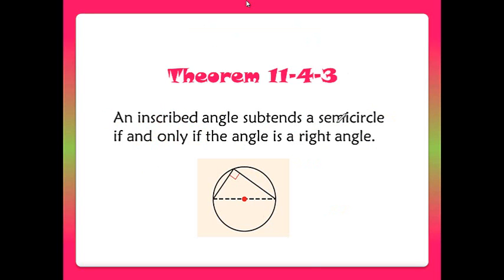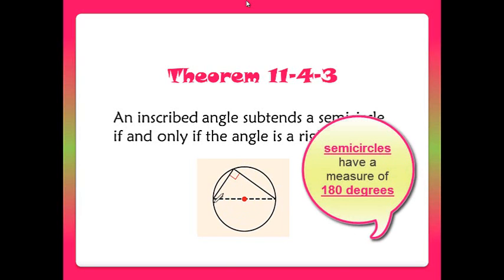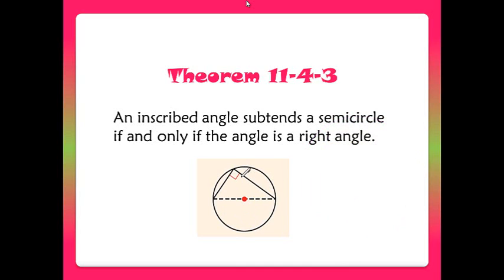Theorem 11.4.3 states that an inscribed angle subtends a semicircle if and only if the angle is a right angle. Remember those if and only if statements. They work both ways. So if we have an inscribed angle that's a right angle, then the intercepted arc is a semicircle. If we know the intercepted arc is a semicircle, then the inscribed angle must be 90 degrees. Which makes sense. If the angle measure is going to be half of the arc measure, if the arc measure is 180 degrees, then the angle must be 90.